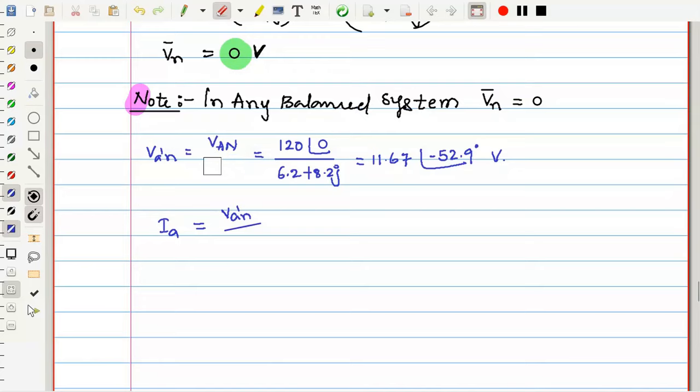Actually, VA dash N is equal to VAN. I made a small mistake here. VA dash N is equal to VAN. Now, using this, IA is equal to VAN divided by ZT. So, let me write here.